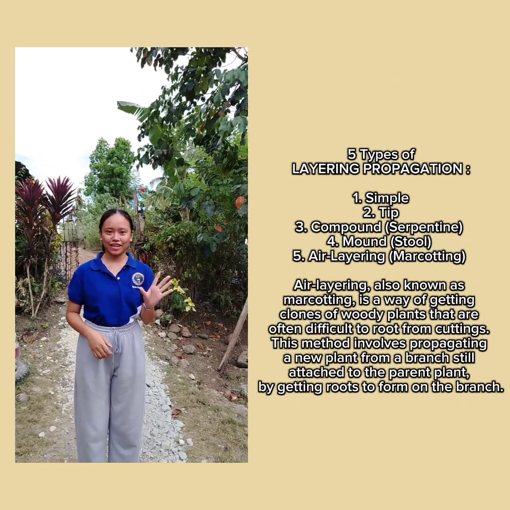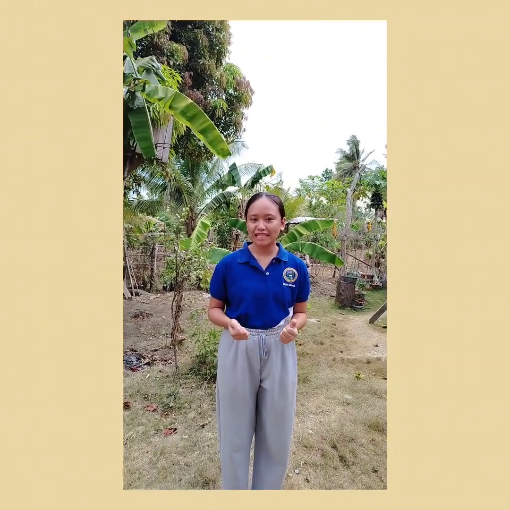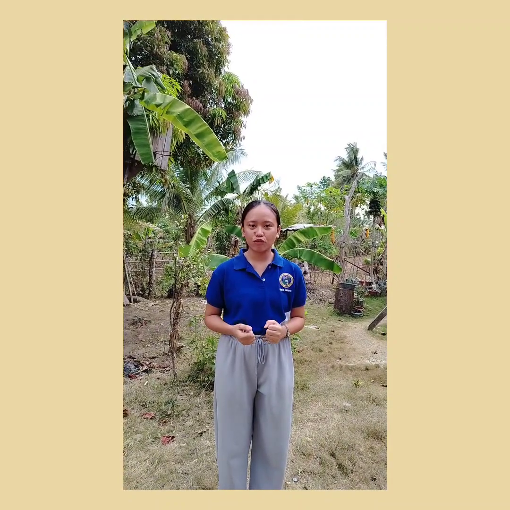the air layering. Air layering, also known as marcotting, a very familiar and common type of propagating plant, is a way of getting clones from woody plants that are difficult to grow roots from cuttings. This method involves propagating a new plant from a branch still attached to the mother plant by getting the roots to grow on the branch.